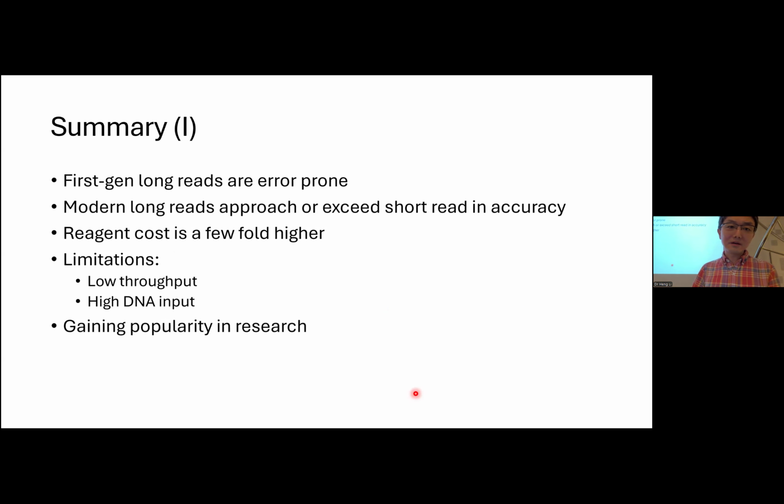This is long read. The first generation long reads were inaccurate, but these days they are very accurate, even better than the typical Illumina reads. Reagent cost is higher, but not a lot higher than some other technologies. Their limitations are low throughput and high data volume, and it's gaining popularity in research, despite the financial difficulties of both companies.